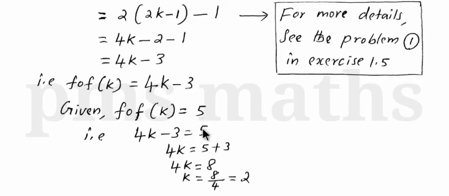Then right side value 5. Then simplify. 4k is equal to, here 5 is there. Here minus 3 becomes plus 3. Then add 5 plus 3 is equal to 8. Here 4k is equal to 8. Therefore k is equal to 8 by 4, when the 4 goes to the right side. 8 by 4 is equal to 2. Therefore we get k is equal to 2.